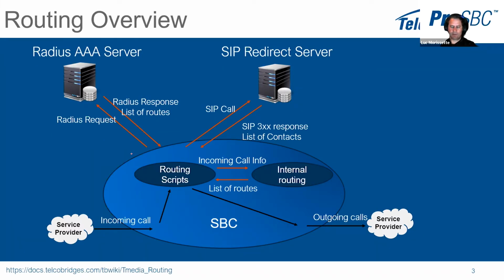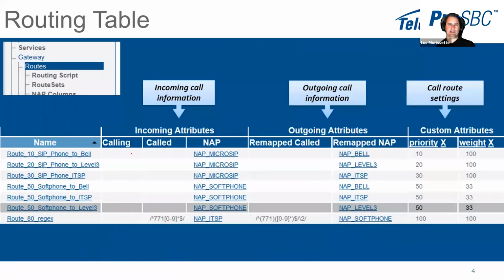So we'll explain that in more detail in the next slides. Now, here I start with the internal routing that we also call the routing table. That is in the route section of the configuration. Once you have all your NAPs, and yesterday we configured all the NAPs in the system, you will have all of those available to route calls in the system.